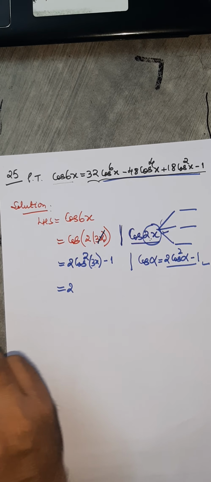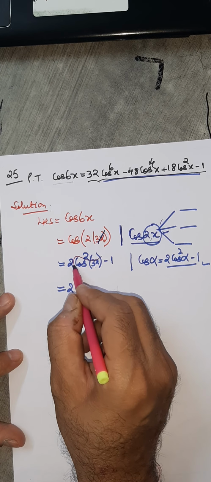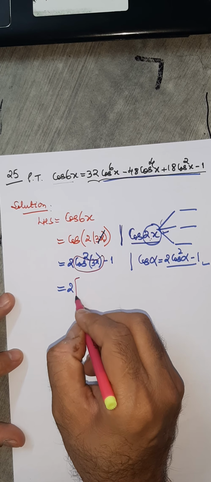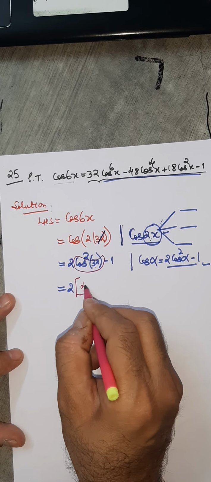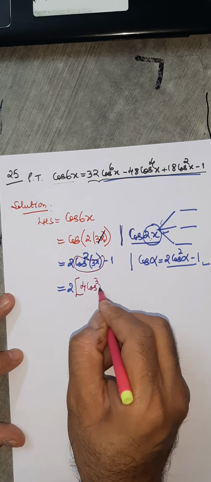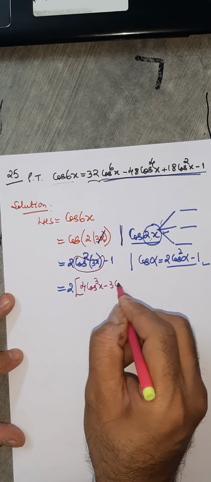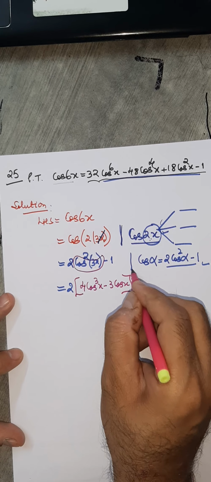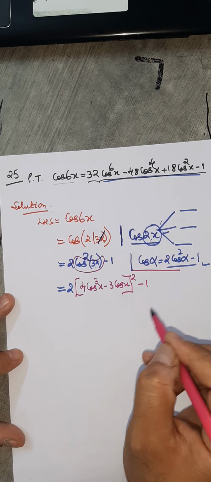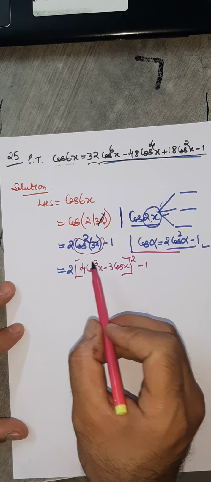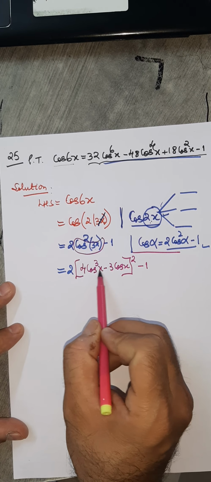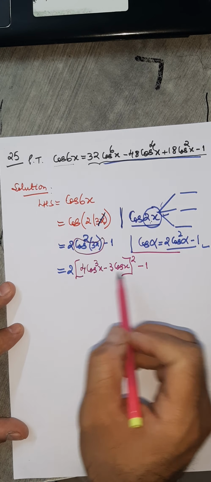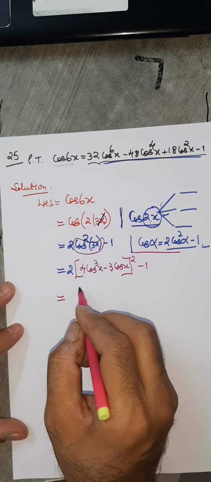So what will I do? I'll use the formula for cos 3x now. What is the formula for cos 3x? 4 cos cube x minus 3 cos x. The whole square is already there and minus 1 is also there. Right? Formula for cos 3x: 4 cos cube minus 3 cos x, the whole square, minus 1. Now almost you are through.